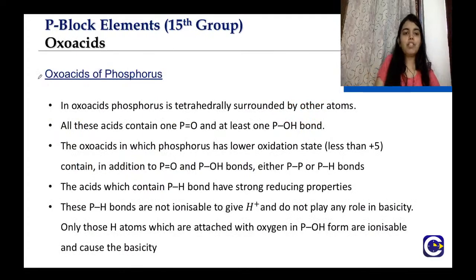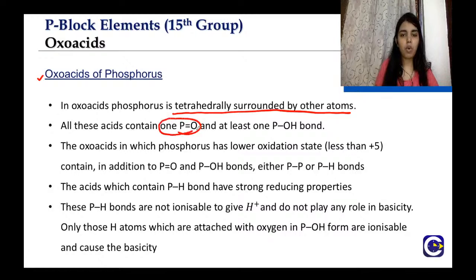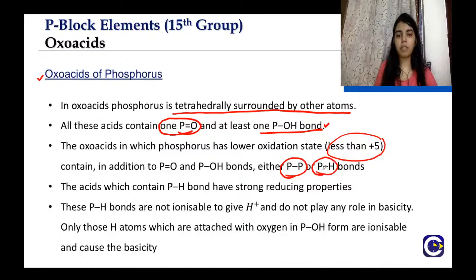Now oxo acids of phosphorus we have to do. See, in oxo acids of phosphorus, the phosphorus is tetrahedrally surrounded by other atoms, right? That means it has a tetrahedral geometry. All these acids will contain at least one P=O bond and one P-OH bond. The oxo acids in which phosphorus has a lower oxidation state, meaning less than 5, in addition to the P=O bond and P-OH bond, will also have P-P bonds or P-H bonds, right?